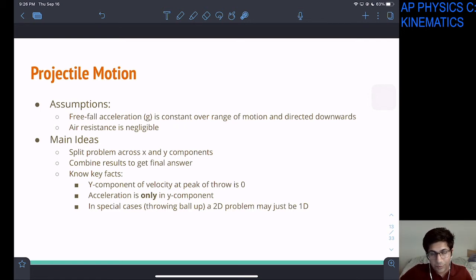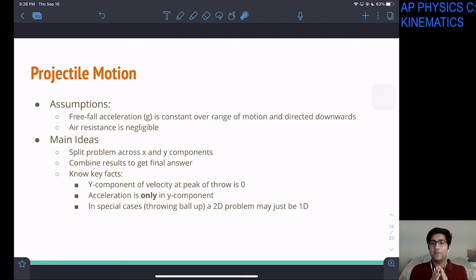And the way we want to do it in this class is we want to look at the x component and the y component, usually independently. Maybe we'll share some information between the two, like time, right? And then we're going to combine them to get a result. And some key facts: the y component of velocity at peak of throw is 0.